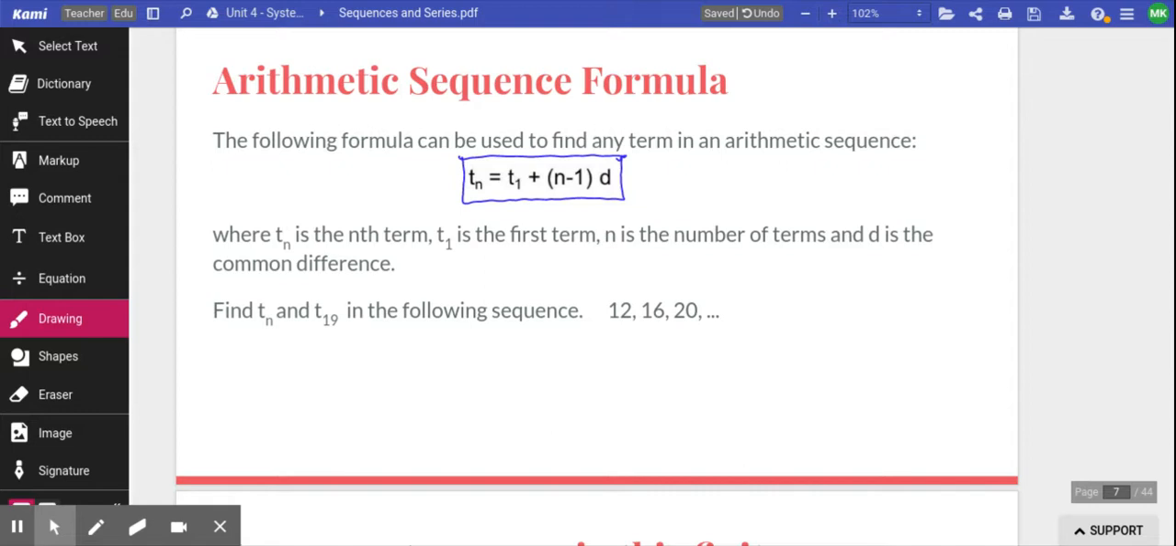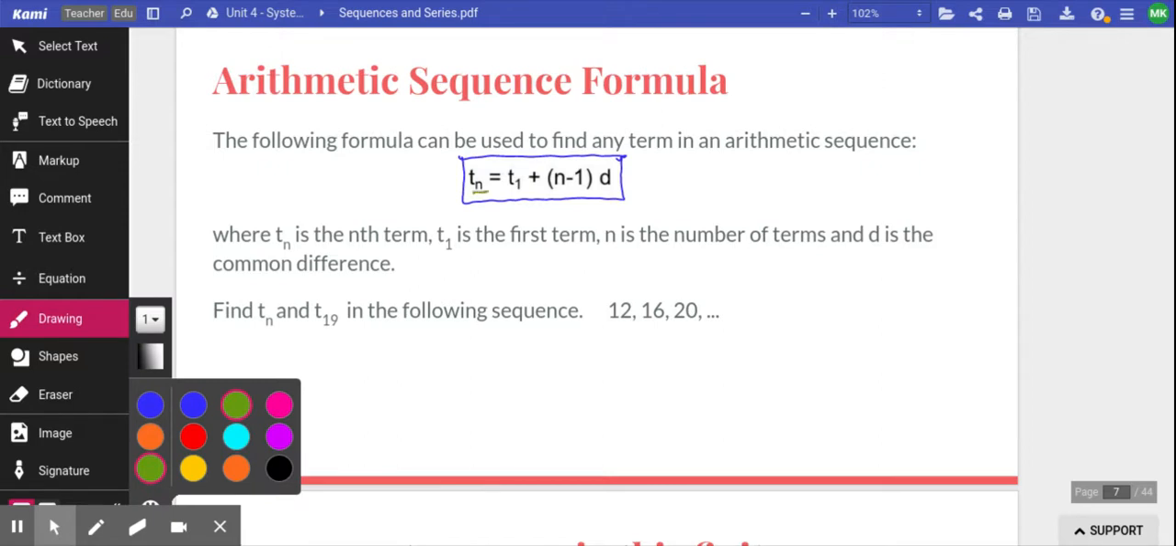When looking at that formula, T of n is the general term, T of 1 is the first term, n is the number of terms that you're looking for. So if I want to look for, say, the 20th term, then n would be 20. n is whatever goes in this spot right here. Right? These two numbers have to be the same. And D is the common difference.